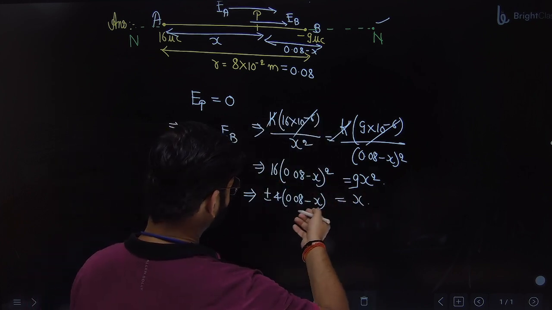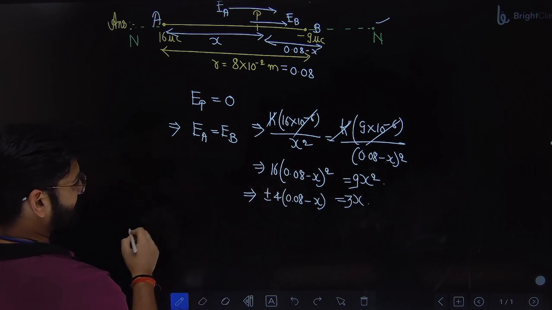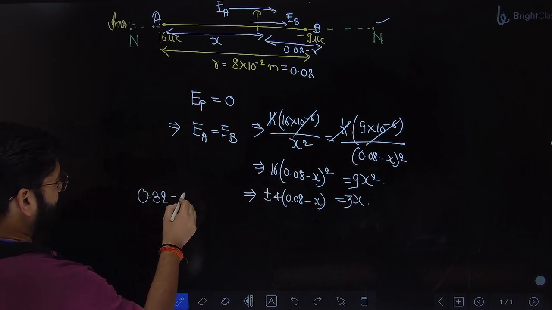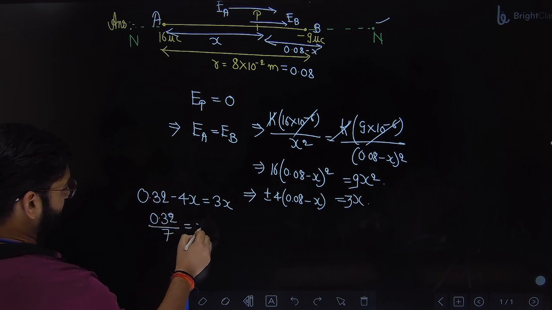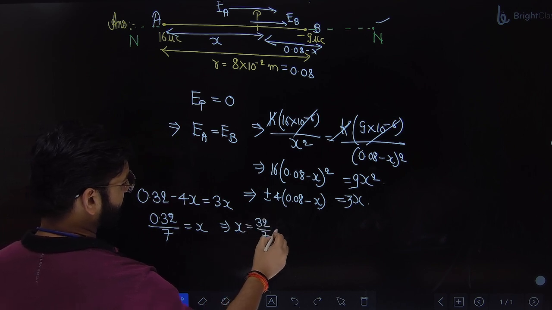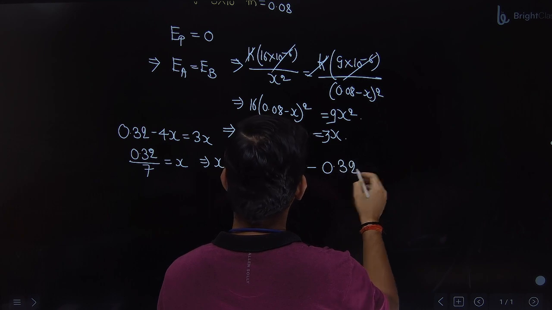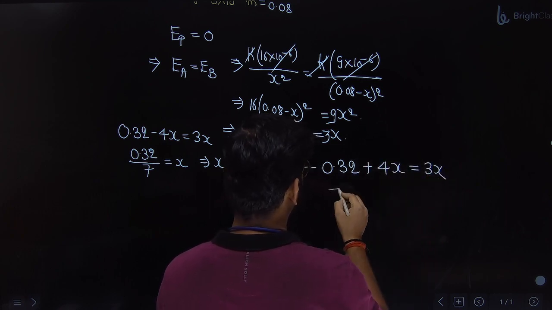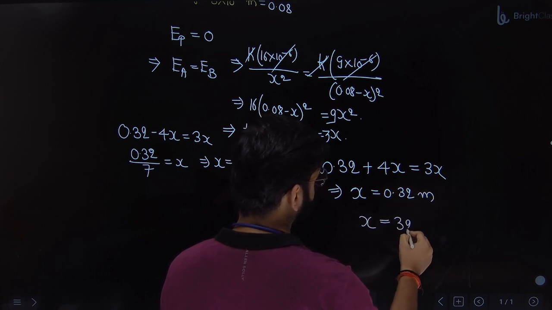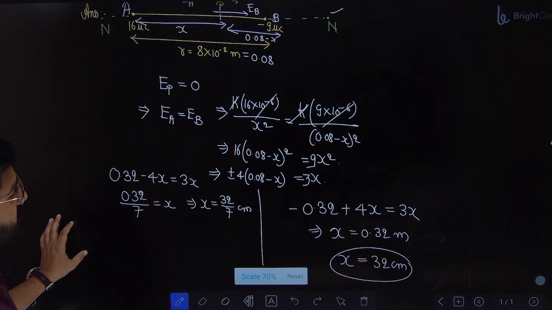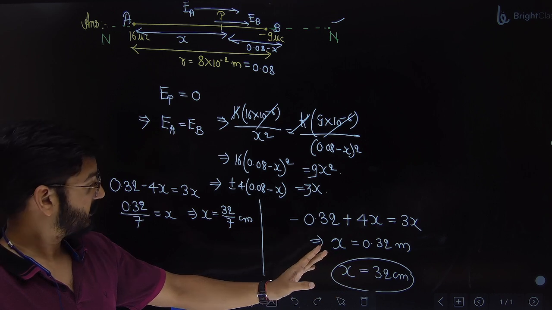Okay, take the square root. So this will be 3 in place of the 9 side. Now do it for the plus sign: 0.32 minus 4x equals 3x. So x will be 0.32 by 7, or x is 32 by 7 centimeter. Now the second: minus 0.32, minus minus plus 4x equals 3x, so x will be 0.32 meters, which is 32 centimeters. Now tell me which point is on the line and which point is outside the line. The first one is on the line, the second one is outside. So the first answer will be rejected.